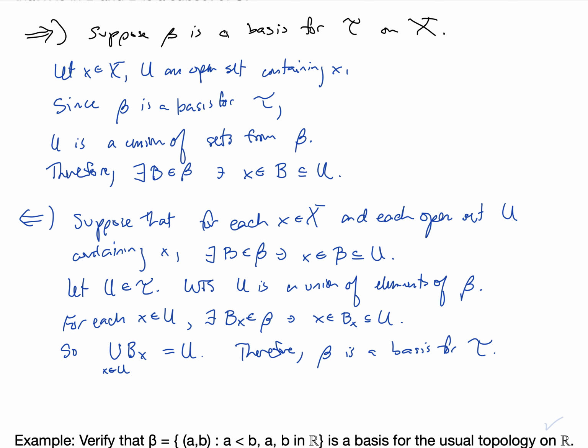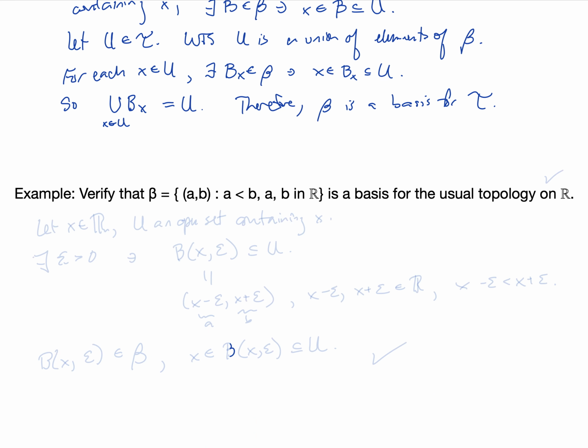Let's now use the theorem above to verify that the collection of sets of open intervals (a, b), such that a is less than b and a and b are real numbers, is a basis for the usual topology on R. For this, we have to let X be an element of the set and U an open set containing X. Now let's think about this usual topology on R. We know that this is a metric space, and that because U is an open set containing a point in this metric space, there is some epsilon greater than 0, such that the ball centered at X of radius epsilon is a subset of U.